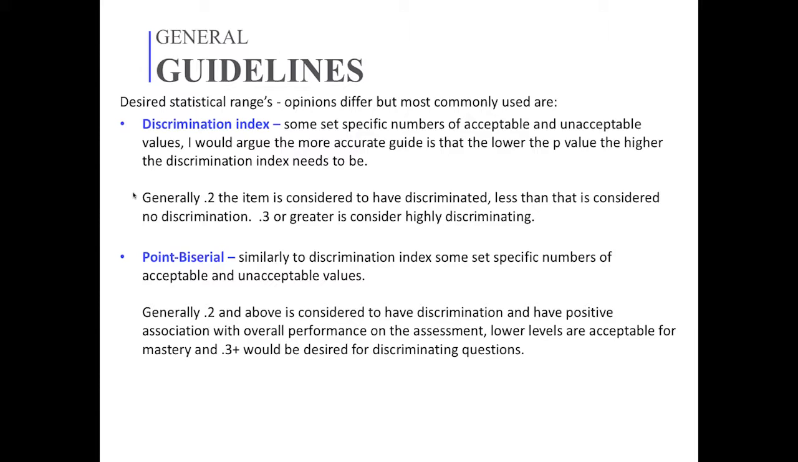And then lastly, point biserial. The guidelines on these are very similar for discrimination index and point biserial, even though they are calculated differently. Same sort of deal. 0.2 and above is considered to have positive correlation with assessment performance on the whole versus that item. Lower levels are fine for mastery. You can't discriminate on a mastery item if 100% of the class is getting it correct. It's just not mathematically possible. But the lower that percent of the class goes, the higher I'd like to see the point biserial.